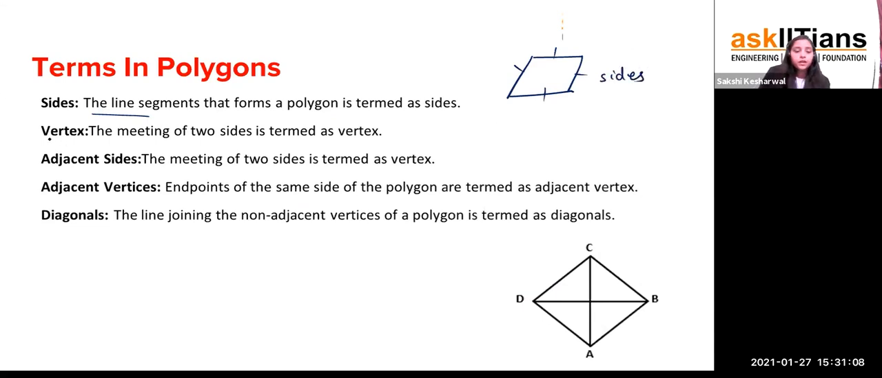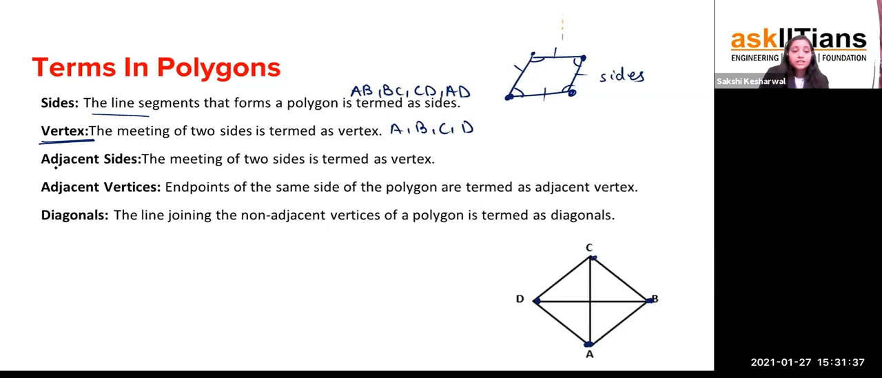Now, what are the vertices? Vertices means the angles. Here the angles are made, here the angles are made, so these are the vertices. How will you write the sides? If you see the figure, the sides will be AB, BC, CD and AD. The vertices will be A, B, C and D.